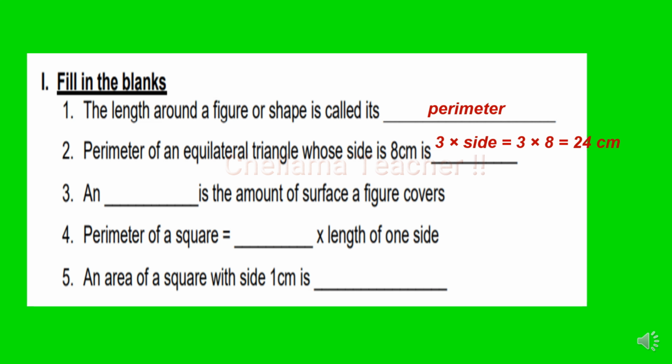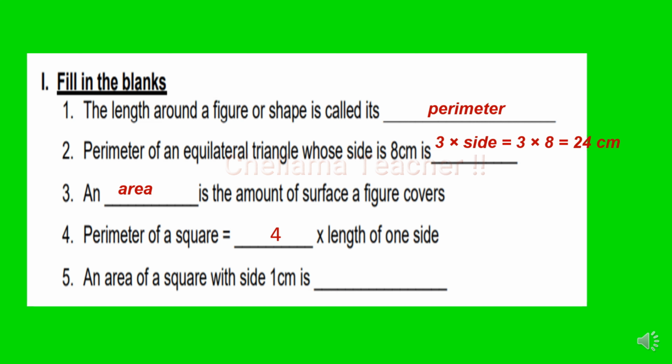Question 3, dash is the amount of surface a figure covers. And area is the amount of surface a figure covers. Question 4, perimeter of a square is equal to dash into length of one side. We all know that the square's sides are all equal. There are 4 sides for a square. So 4 into length of one side.